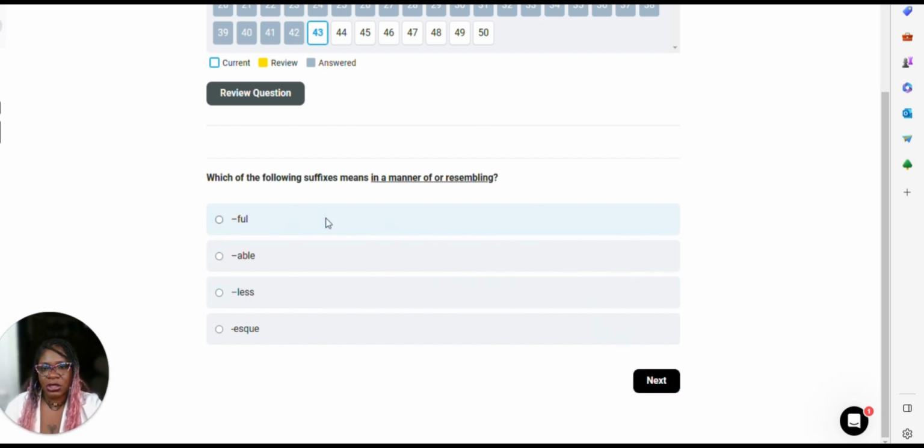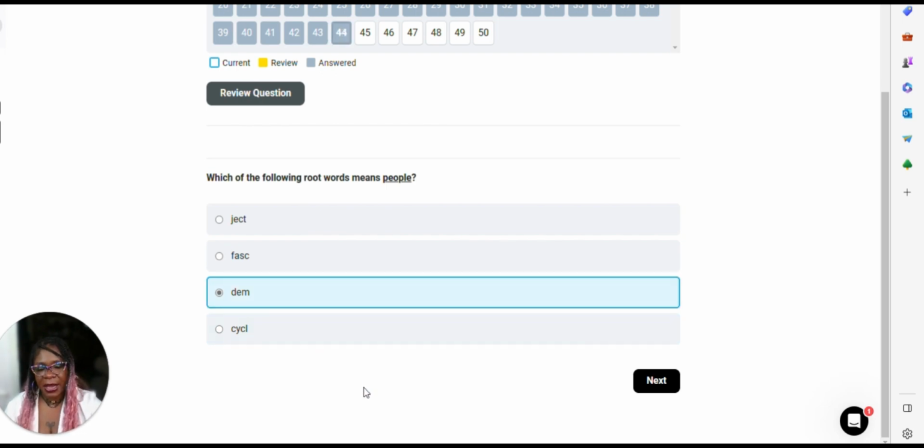Yep. So next question. Which of the following root words means people? Is it jet? Is it fast? Is it dim? Or is it cycle? I tried to get that in there. Cycle, right? So the answer is going to be the word dim. That's because the word dim means people. It's a root word in the word democracy. So dim means people, okay? Demographic, democracy. Think about words like that.